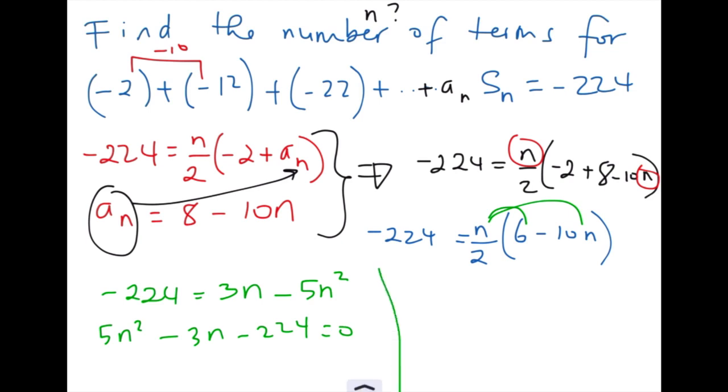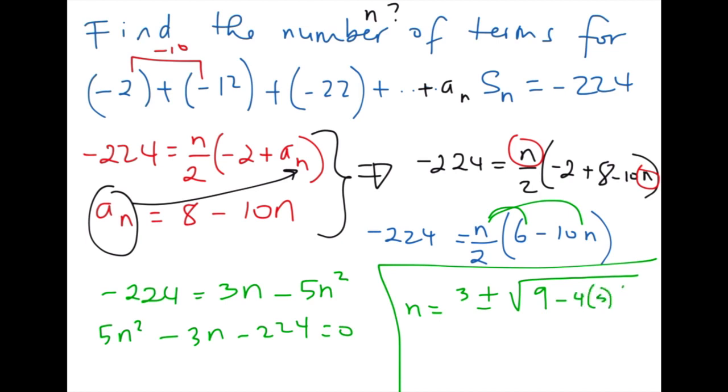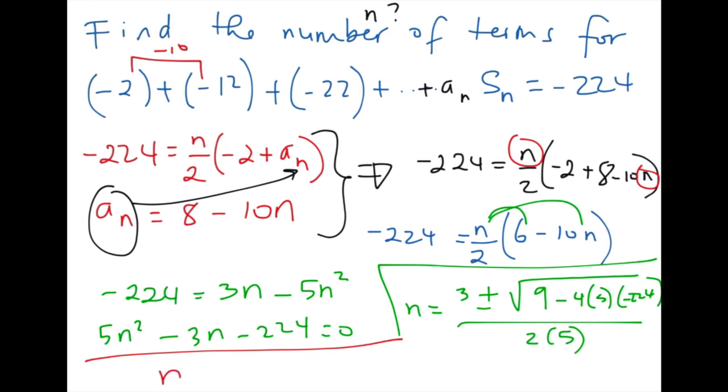Using the quadratic formula, I get n is equal to negative b, which ends up being 3, plus or minus the square root of b squared, that's 9, minus 4 times a, which is 5, times c, which is negative 224, divided by 2a, divided by 2 times 5. If you use a calculator, you will get n with two values. The first value of n will be n equal to 6.4 something. The other one will be n equal to 7.